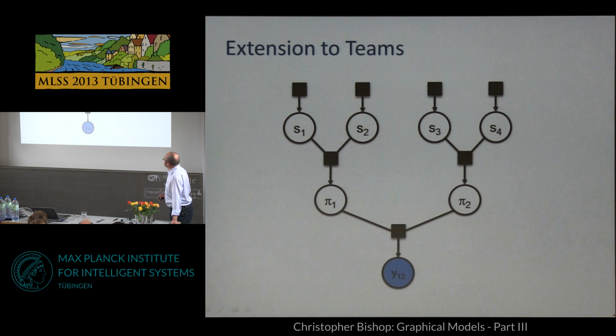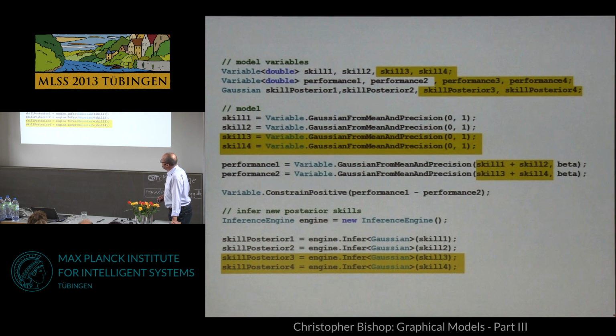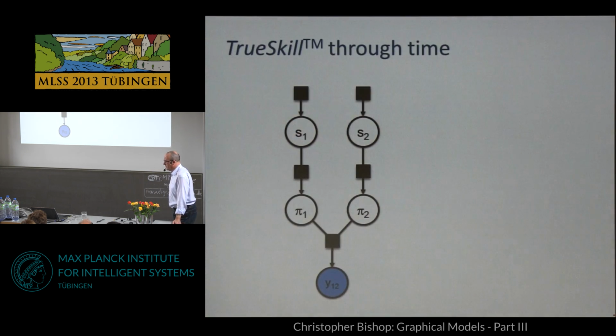What about teams? Well, here's a graph showing two teams, each of two players. They play against each other. And that's again the original TrueSkill code, with in yellow the changes to incorporate players 3 and 4 in this team game. And in this case, we've assumed that the performance of team 1 is a Gaussian whose mean is the sum of the skills of the two players. We've assumed in this model that the skills are simply additive from the members of the team. And you could think of other models as well.